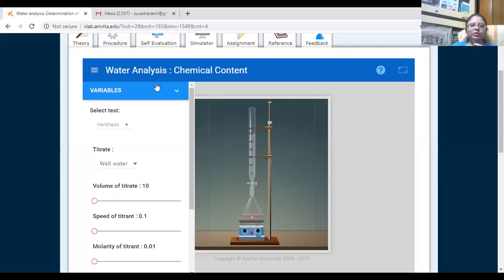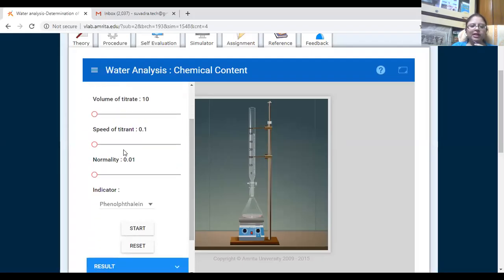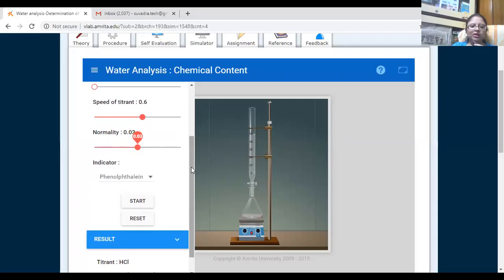So here you will first choose alkalinity as the test. Volume of the titrate, that is the volume of the water, is 10 ml. Speed of the titrant, that is the sulfuric acid, I am taking as 0.6 ml. Normality I am taking as 0.03. Now I am taking the indicator phenolphthalein first. Now I am starting the titration. So see, it is pink color, it will turn into a colorless solution. So at the end point, the pink color will turn colorless.